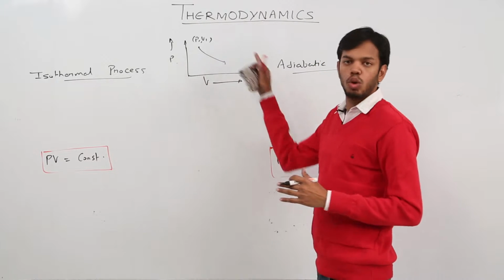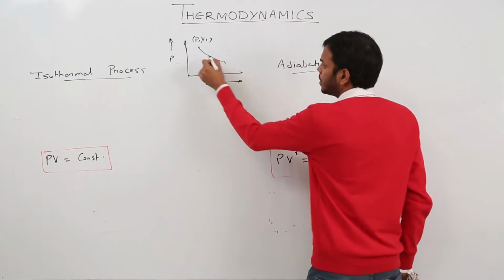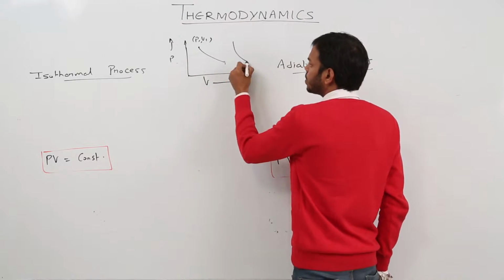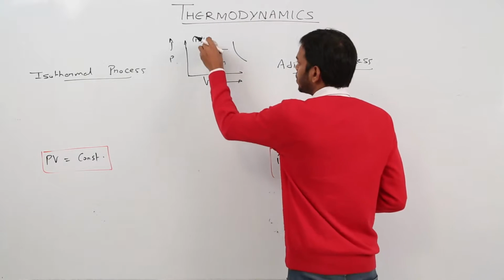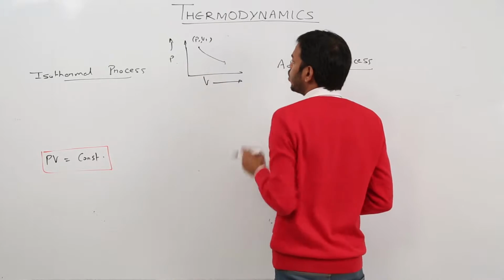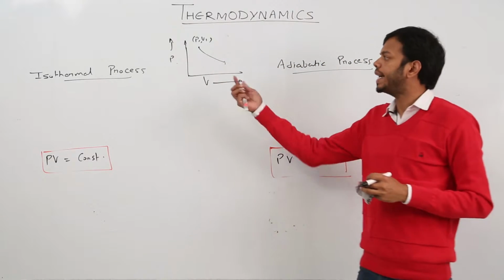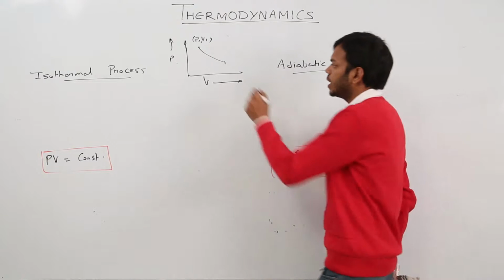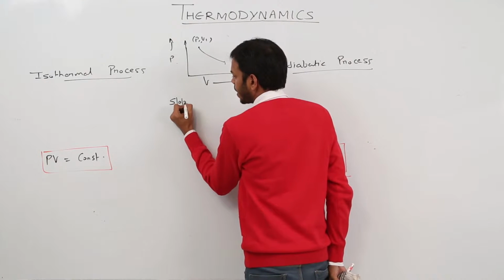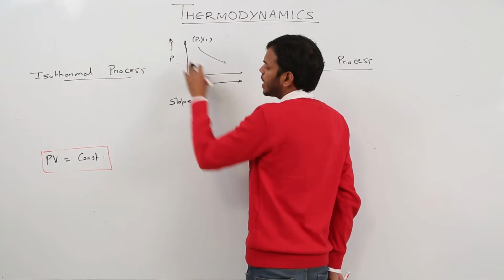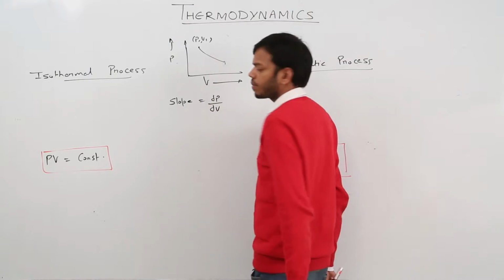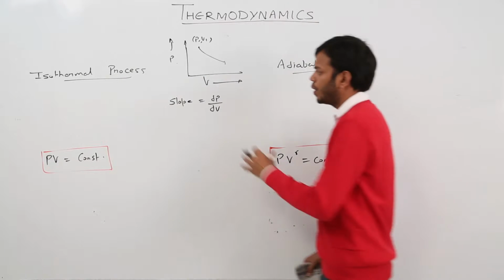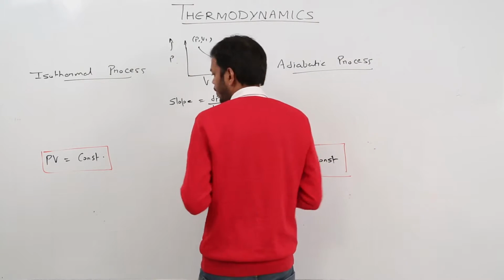But what would be the slope of this graph? Slope means how steep this graph could be. This graph could be this much steep or it could be this much slant. There are possibilities. So we are going to study how the slopes of isothermal and adiabatic processes vary. Slope is given by the rate of change of y-axis upon x-axis, which is dP upon dV. This is what we are going to do in both equations.